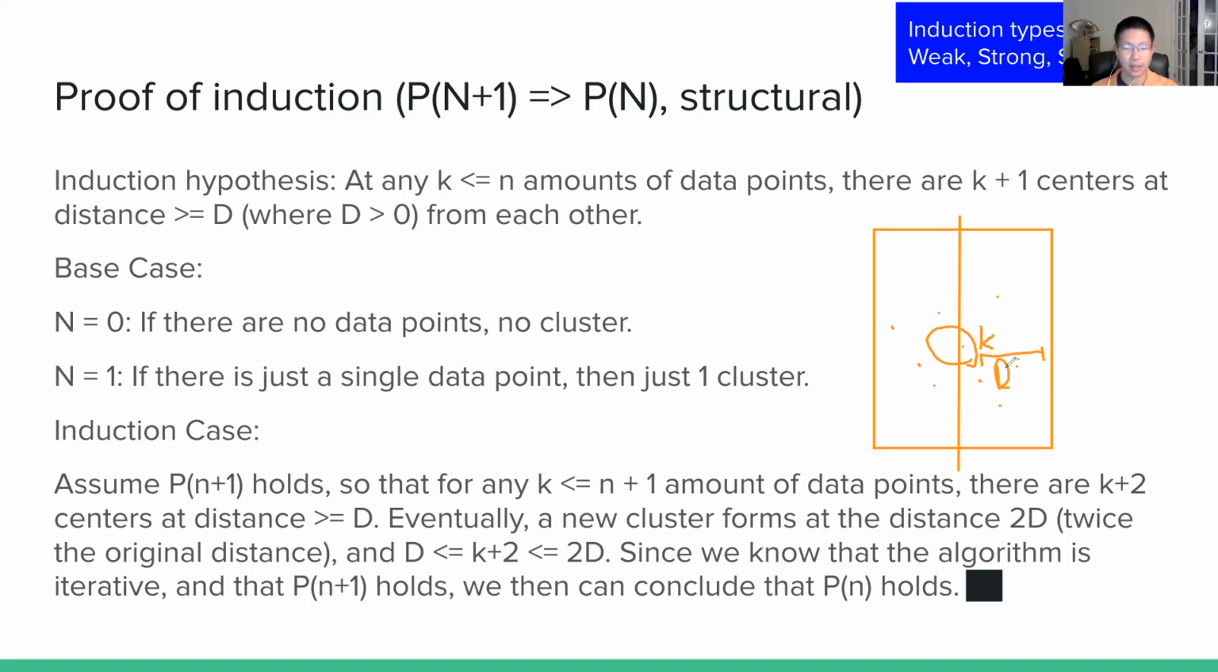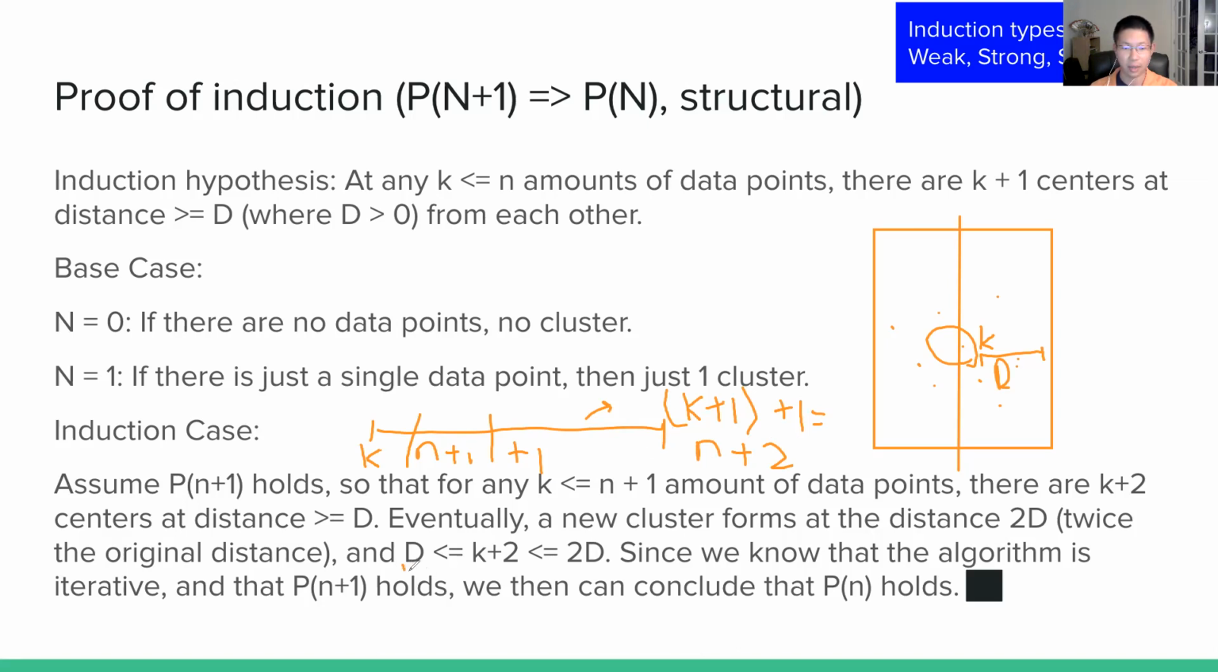The induction case gets a little mathy, so I'm going to have to draw another line for you. Let's say P of n plus 1 holds. So for any k of n plus 1, which means if we have n plus 1 data points, there are k plus 2 centers at distance d, and you could do a little algebra here. K plus 1 is k plus 2, and that equals n plus 2, because you remember, k could equal n in the worst case in this algorithm. Yeah, that's some basic algebra. And of course, they're all going to be less than distance d. Eventually, a new cluster would form at the distance of 2d, which is twice the original distance.